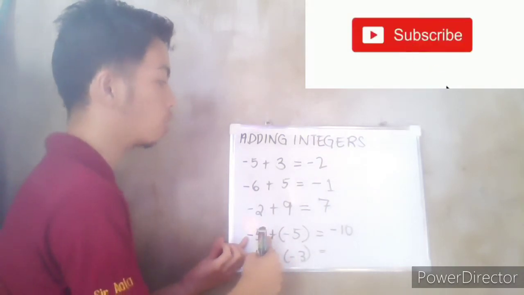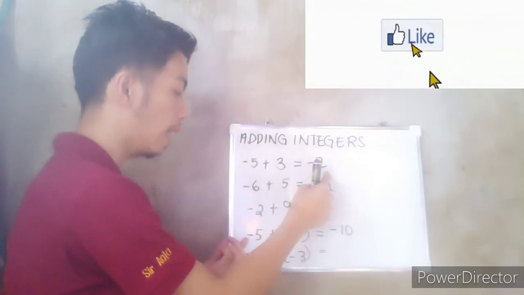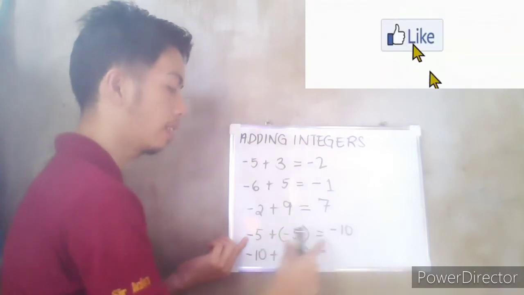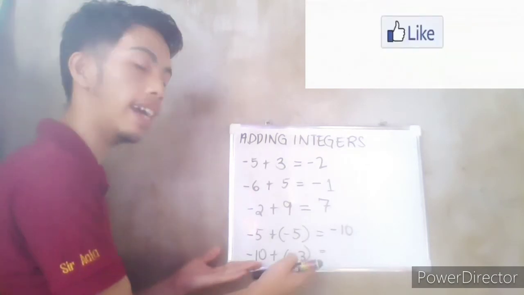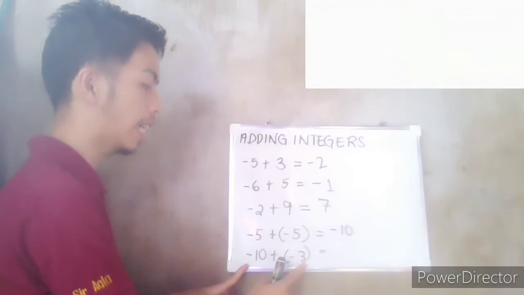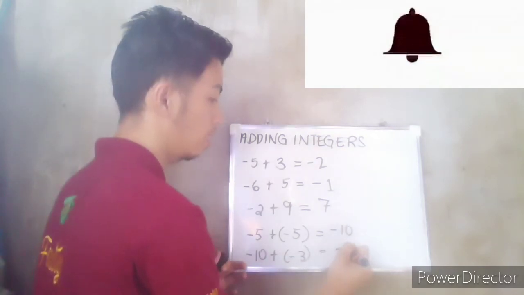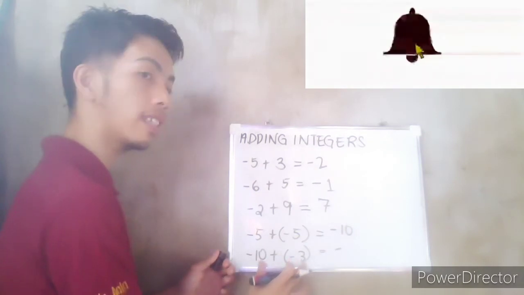Okay? Kung dito, get the sign of the bigger absolute value, then subtract. Dito naman, same sign, copy the sign, then add the absolute value. Same lang din dito sa last item. Negative 10 plus negative 3. That is, ang sign, negative. Okay? I-add lang natin si 10 at 3, that is 10 plus 3 is 13.